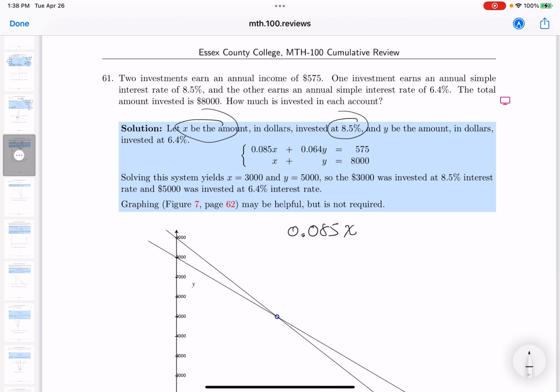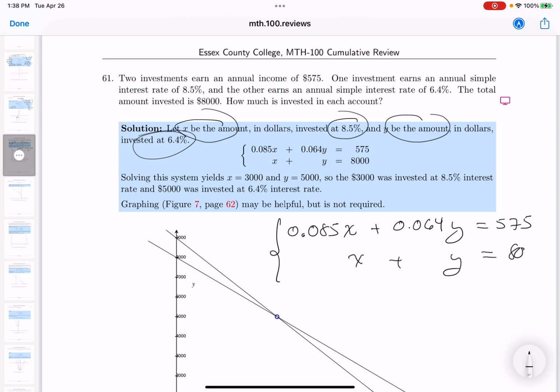And then it goes on to say that there's another amount that we've deposited, and simple interest is going to be 0.064. Y is the amount that's invested at 6.4%. And what they said the annual income is 575. All right. What else did they say? They said the total investment was $8,000. What does that mean? X plus Y is 8,000.